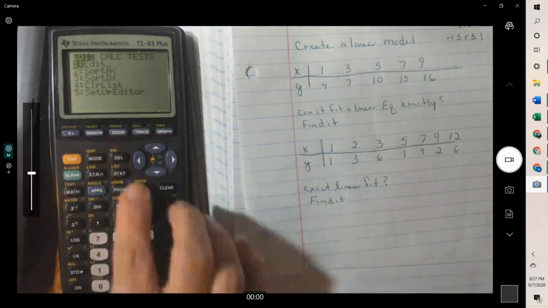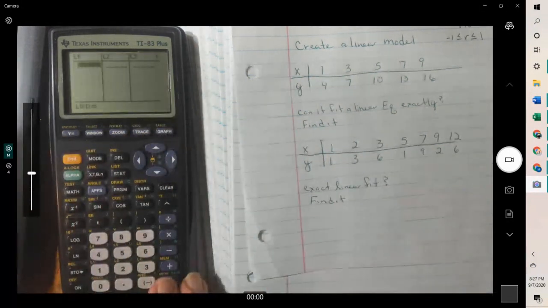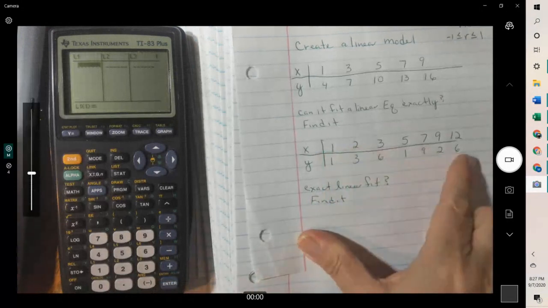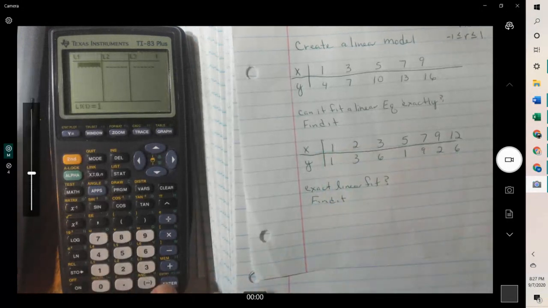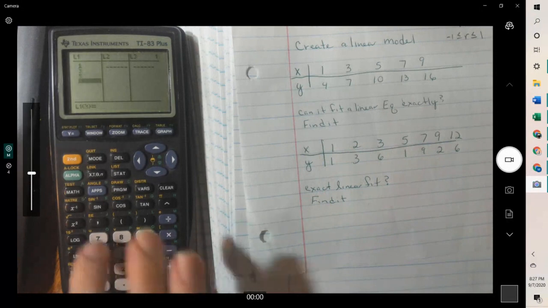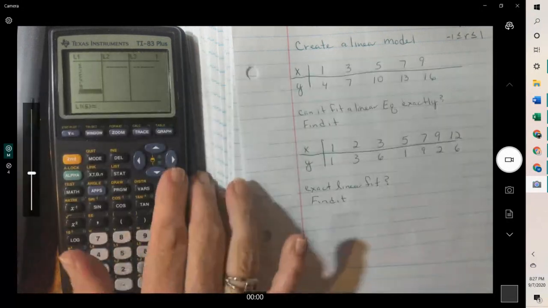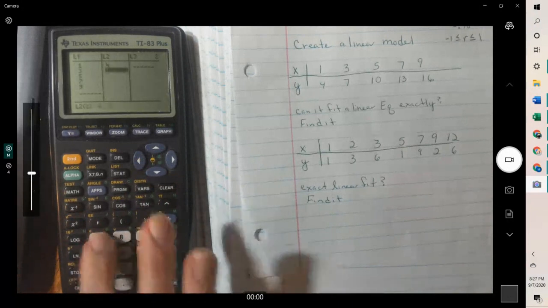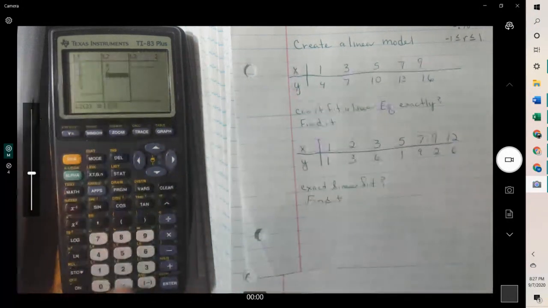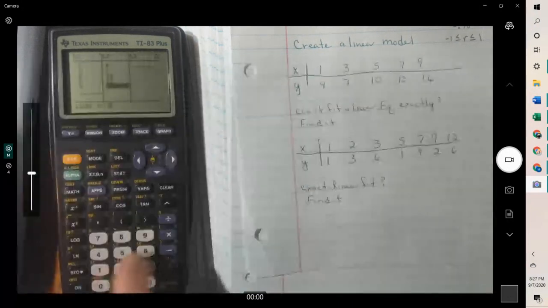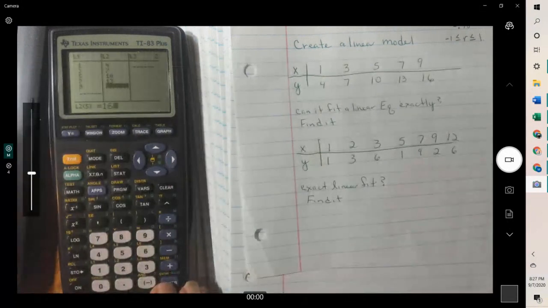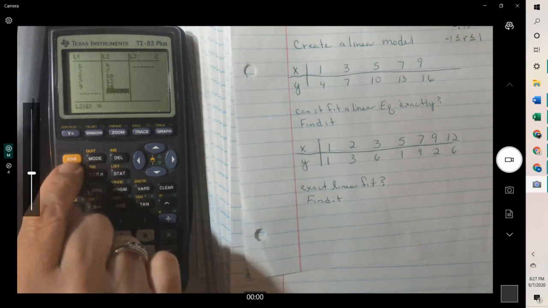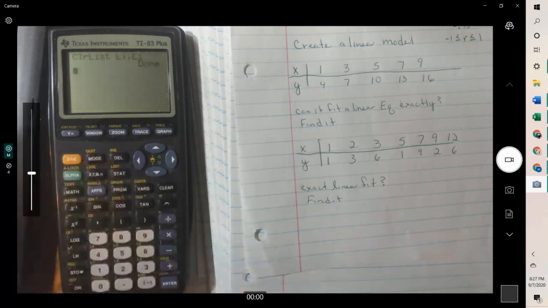So let's go back in. I hit STAT and enter, and then you list them. So list all the X values first. 1, enter, 3, enter, 5, enter, 7, enter, and 9. And then go over to the other side. 4, enter, 7, enter, 10, 13, and 16. And hit enter. To get out, 2nd and Quit.